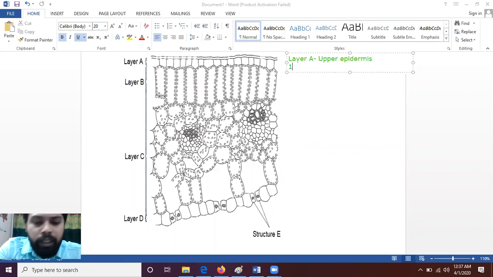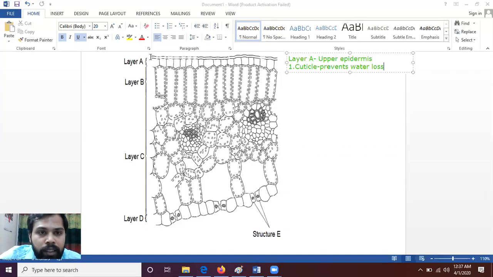What is present inside your upper epidermis? The first thing that comes to my mind is the cuticle. What's the use of the cuticle? It prevents water loss. So basically, cuticles are present to prevent water loss. You can see this layer on top. There is a transparent layer of cuticle in every leaf. This cuticle is transparent and it's waterproof. Sometimes in some books you will see this called a waxy cuticle.